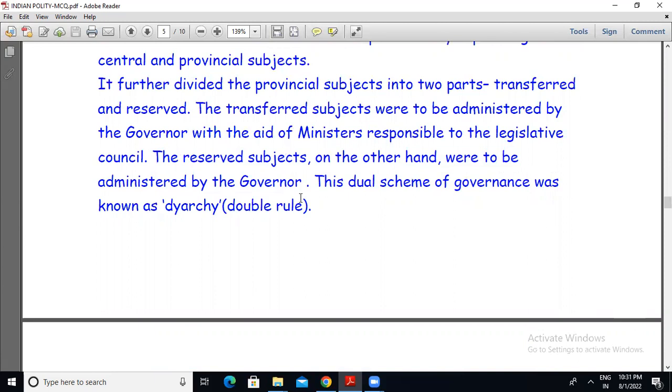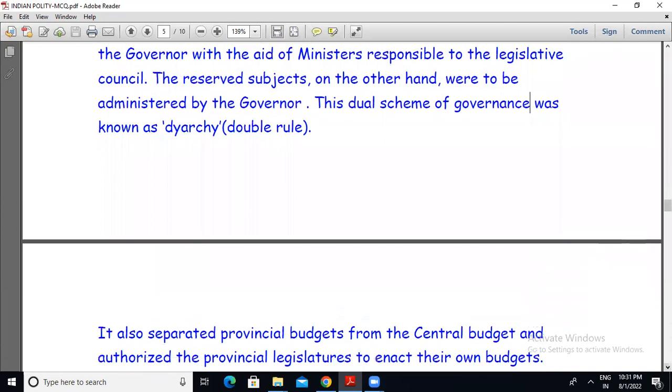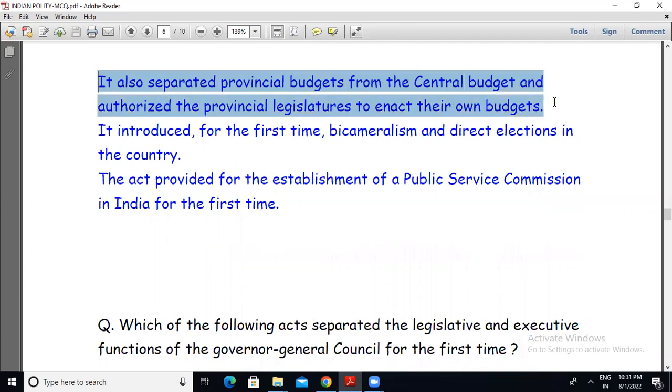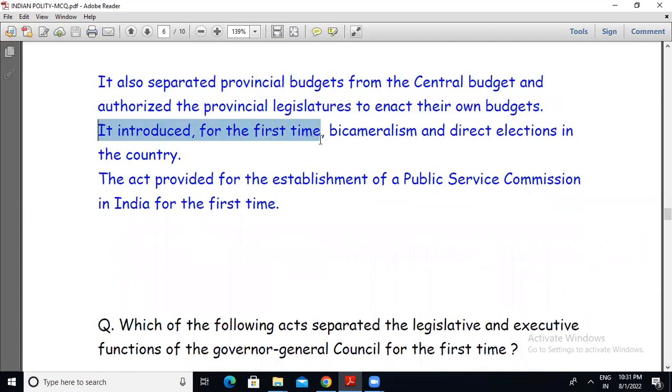Responsible government. Okay, so what actually mean by diarchy? It means two subjects were there, that is transferred and reserved. Transferred by governor with the aid of minister, and reserved only for the governor. Then it also separated provincial budgets from the central budget and authorized provincial legislatures to enact their own budget. It introduced for the first time bicameralism and direct election in the country. So bicameralism also, don't confuse diarchy with bicameralism. Diarchy means two subjects. Now bicameralism, two different houses are there for which elections are being conducted. So bicameralism was first introduced in India with the help of this Montagu-Chelmsford report.